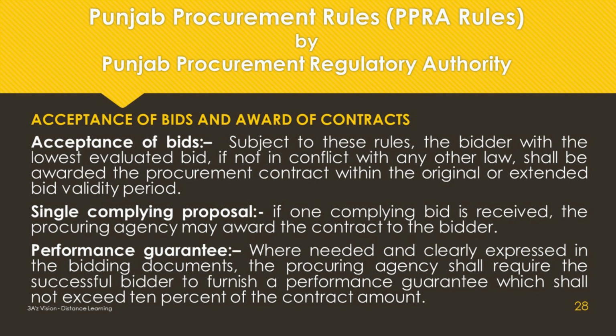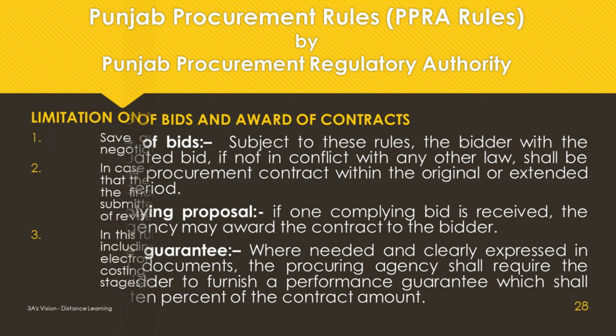Performance guarantee. Where needed and clearly expressed in the bidding documents, the procuring agency shall require the successful bidder to furnish a performance guarantee, which shall not exceed 10% of the contract amount.